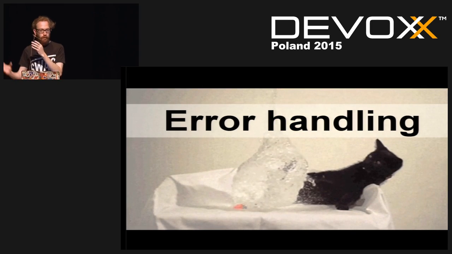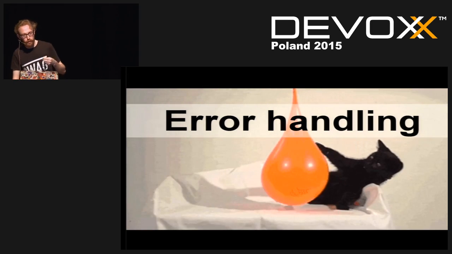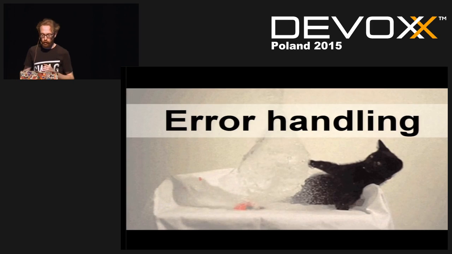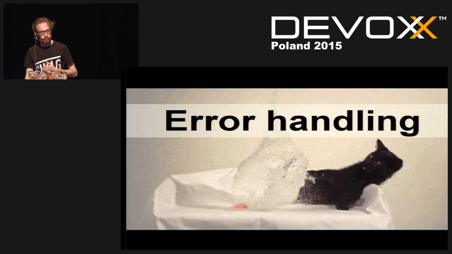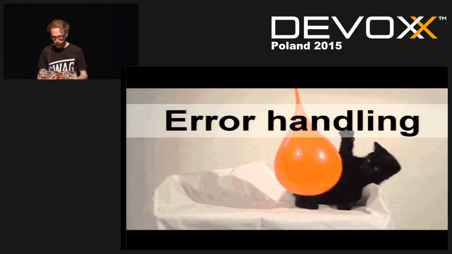In Java, you've got either checked exceptions or unchecked exceptions, so you still have some checking in the type system. In Scala, everything is unchecked, so you don't have any information on that.